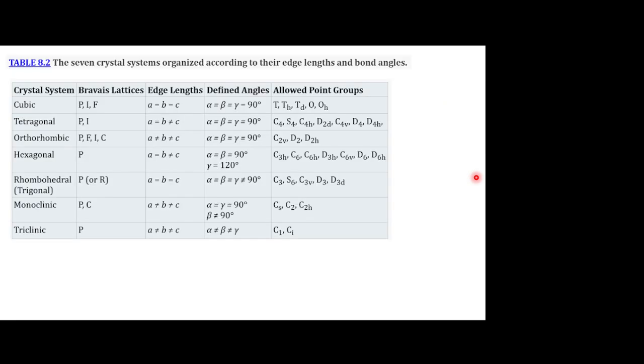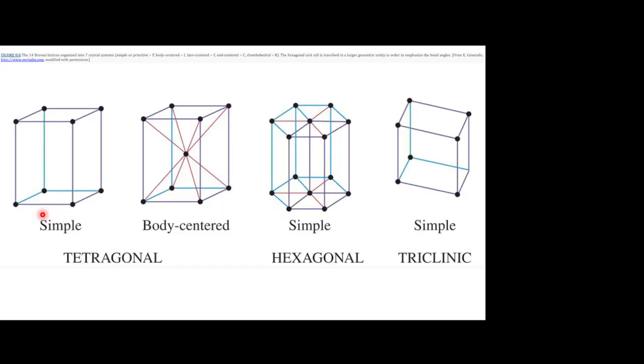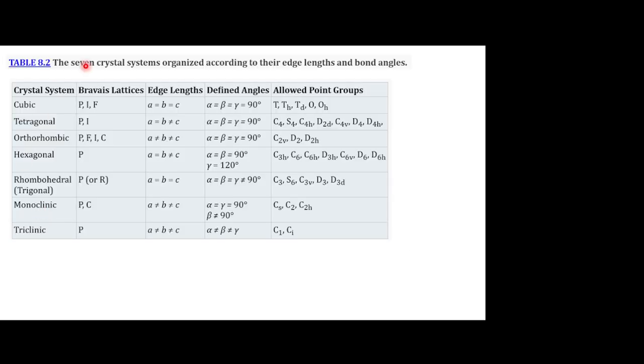All right, so these are actually your 7 crystal systems. We've organized them here into edge lengths and bond angles. This is the crystal system here. Those are those ones that were up here. Okay. This right here would be your Bravais lattices. This is your edge lengths. Notice cubic, all your edge lengths are the same. This right here is how you define your XYZ system within a lattice system.